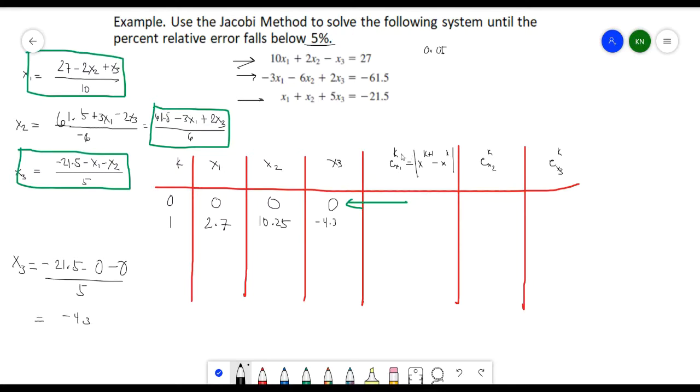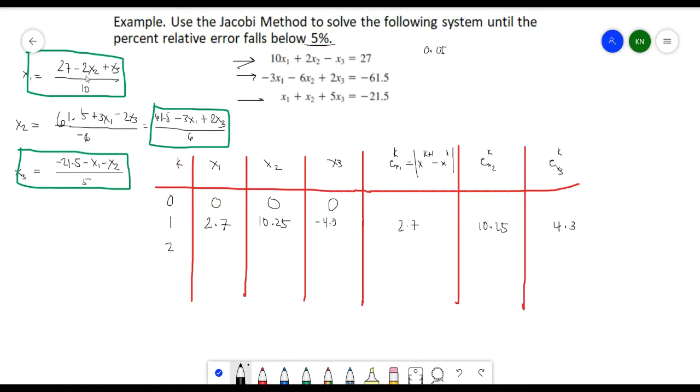So basically the same process for the relative error. So we have now this value here minus the value of our 0. So we have the x k plus 1, so that is 1, minus x raised to k, which is 0, so that gives us 2.7. The other one is 10.25. And the other one is 4.3. Since this is an absolute value, there's no need to copy the sign for the relative error. So we need to do the same process all over again until such time our relative error will be less than 0.05. So since that is not yet less than 0.05, then we'll continue with our iteration.